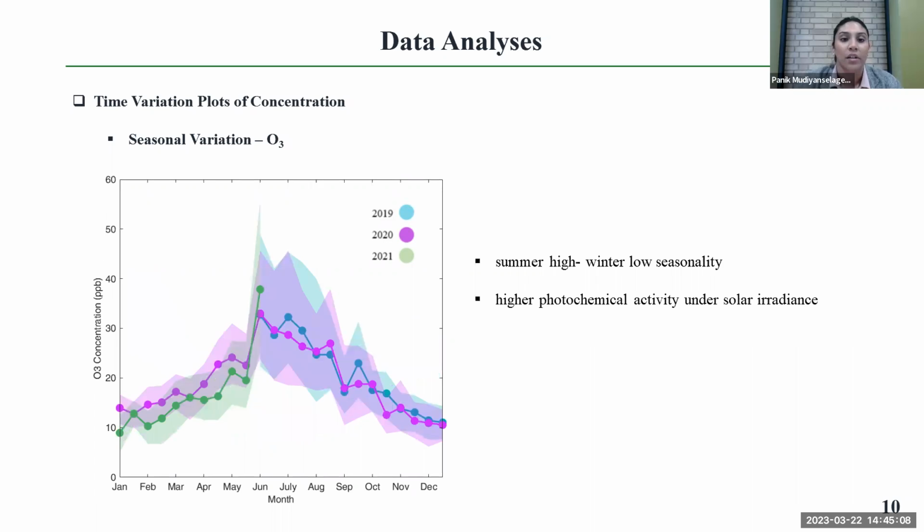And moving right along, when looking at the ozone, the carbon monoxide graph kind of makes sense. We see that there's a spike during the summer when there is more photochemical activity under more sunlight, and as expected, a winter low. So this is very typical for ozone.